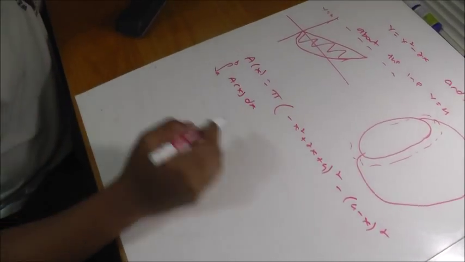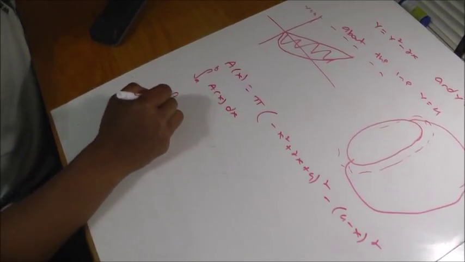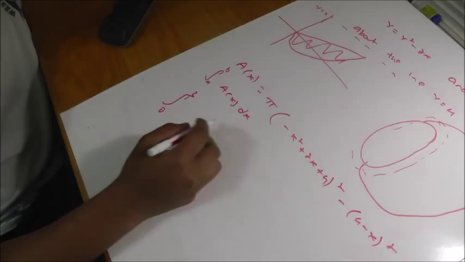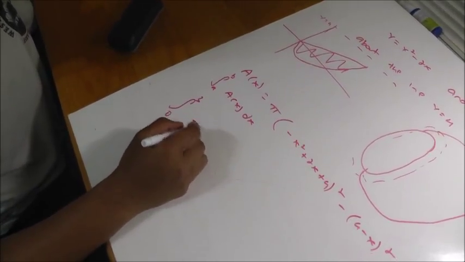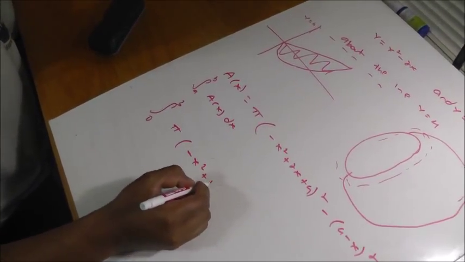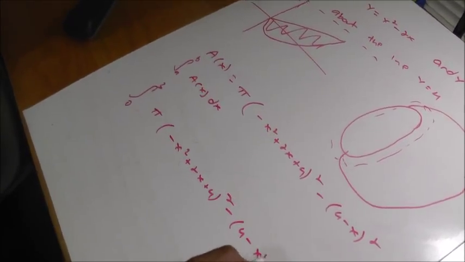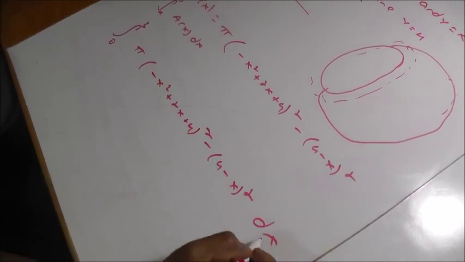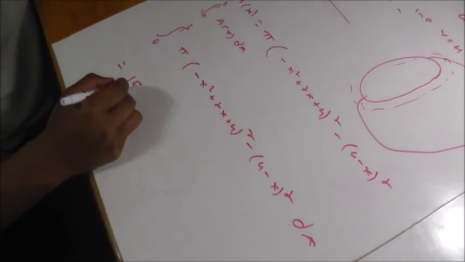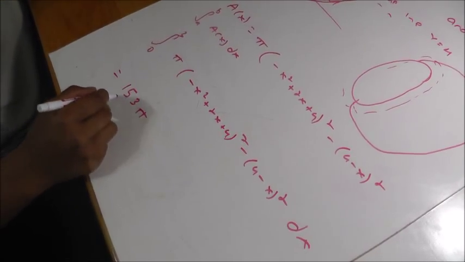through our interval. In this case, our interval is going to be from 0 to 3. And so the volume is equal to the integral of pi times the quantity negative x squared plus 2x plus 4 squared minus the quantity 4 minus x squared dx. And this is going to end up equaling 153 pi over 5.